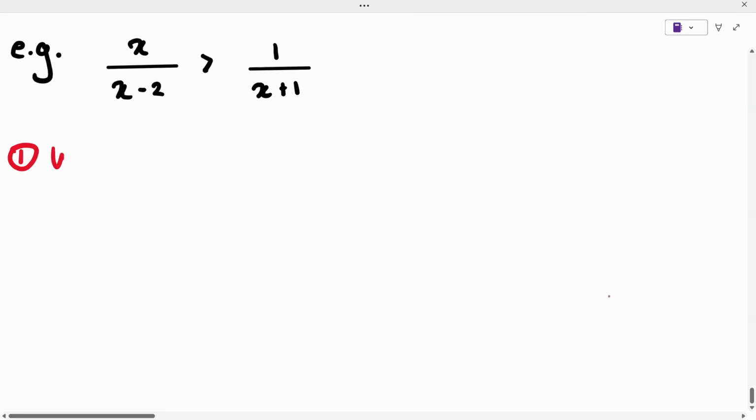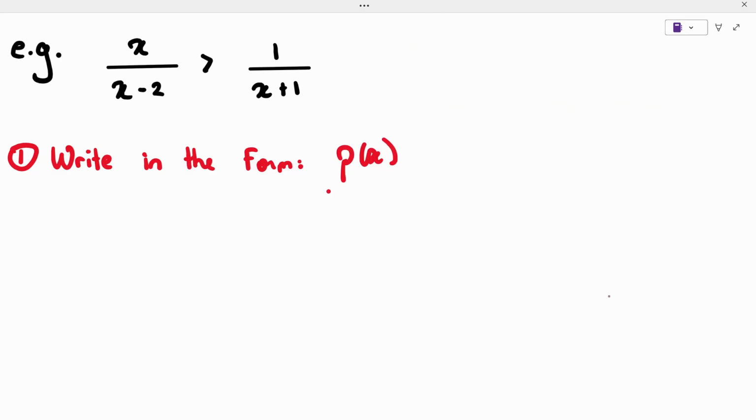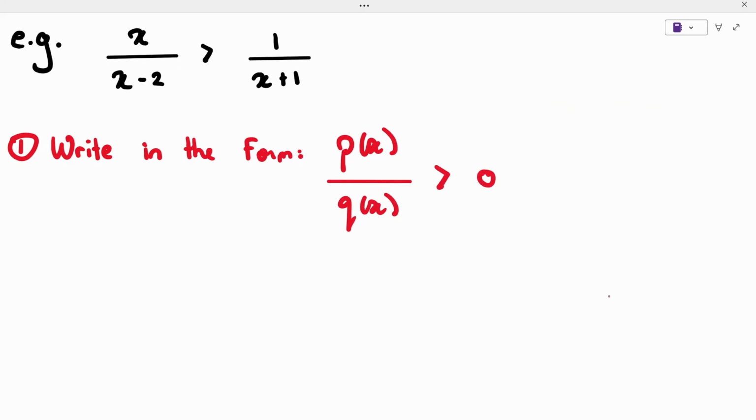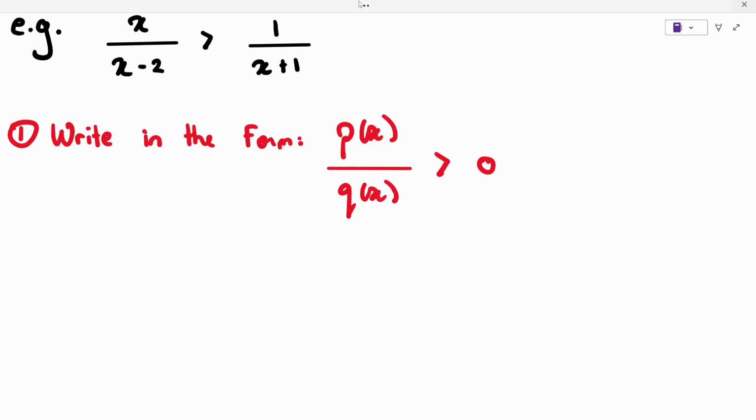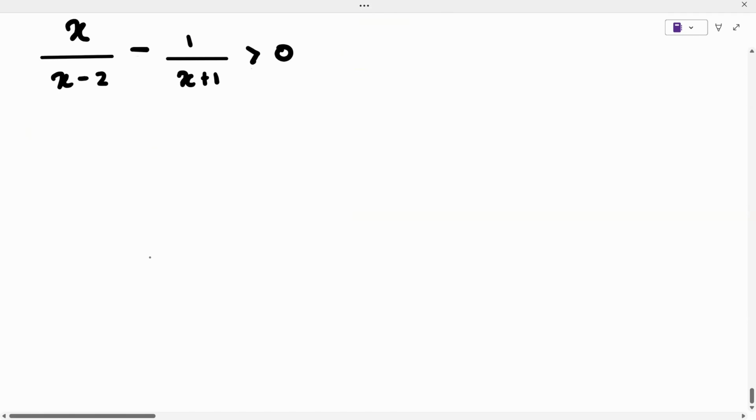Step 1, the first thing that we need to do is write the inequality in the form p of x divided by q of x. And in this question, it's greater than 0, right? So to do that, we can bring everything over. We have x over x minus 2 minus 1 over x plus 1 is greater than 0. So we already have the greater than 0 on the right side.